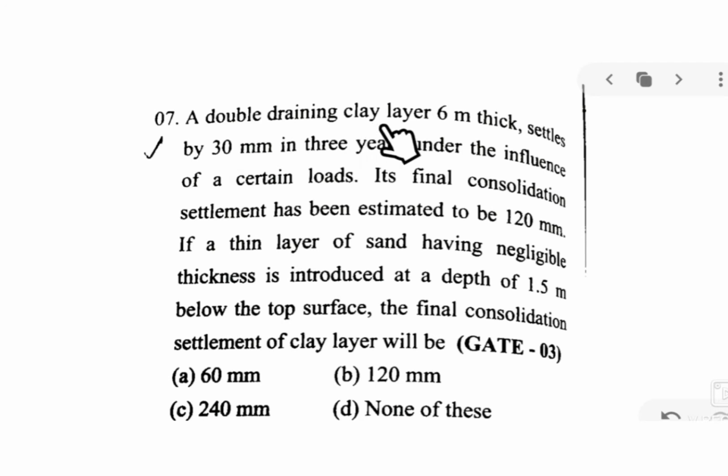A double draining clay layer 6 meter thick settles by 30 mm in 3 years under the influence of a certain load. Its final consolidation settlement has been estimated to be 120 mm. If a thin layer of sand having negligible thickness is introduced at a depth of 1.5 meter below the top surface, the final consolidation settlement of the clay layer will be? This question, by just reading, you can answer it if you know the concept well. So just for the understanding, I'll explain.